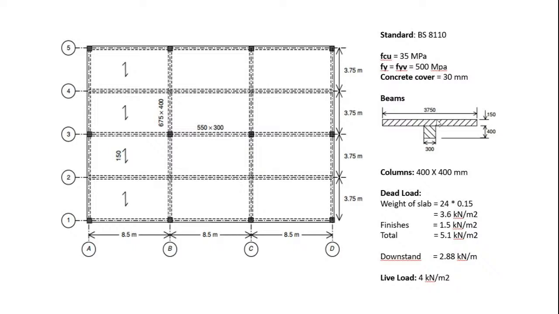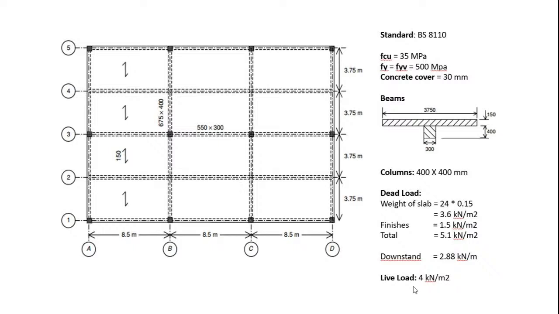But part of the beam is included in the slab, and if we have taken all of this to be the weight of the slab, we have to take just this part to be the weight of the beam that we are calling the downstand here. All right, so we shall apply it linearly on each beam and take it to be 2.88 kilonewton per meter, and the live load will take it to be 4 kilonewton per meter square.